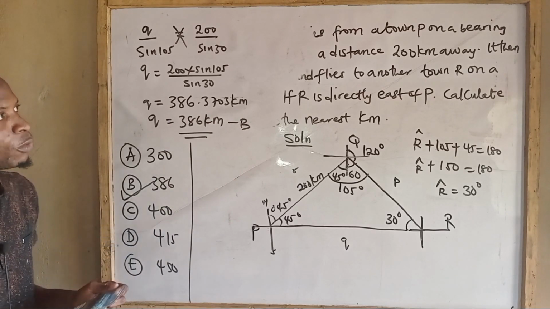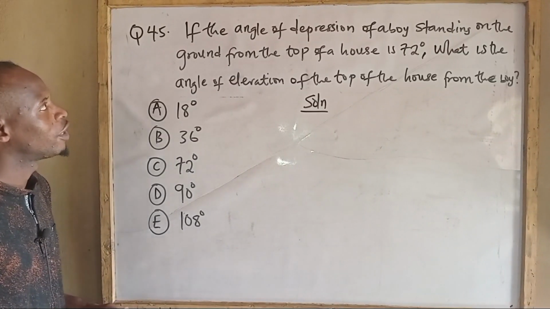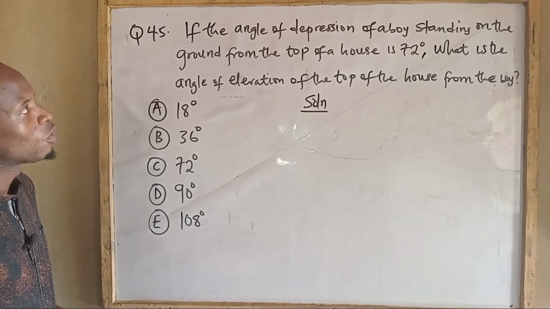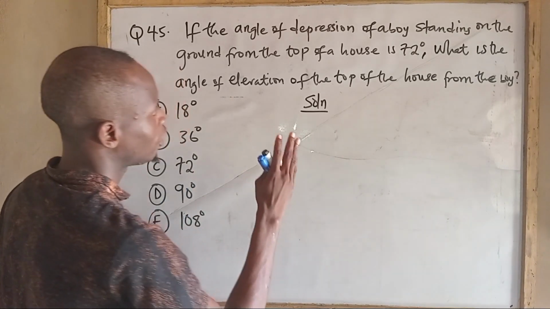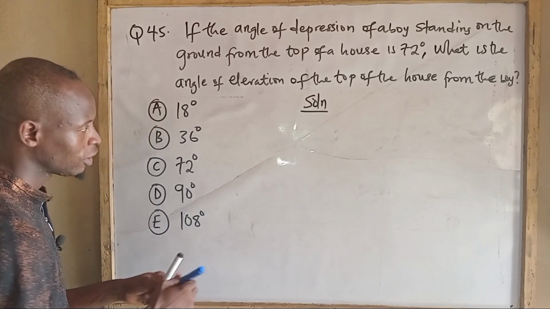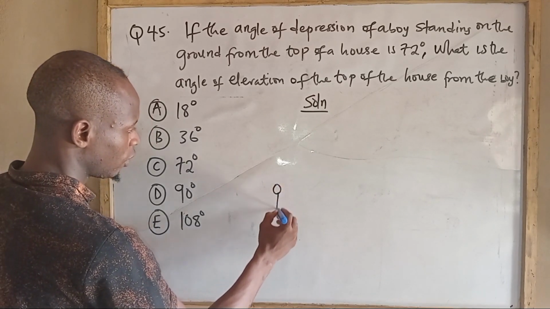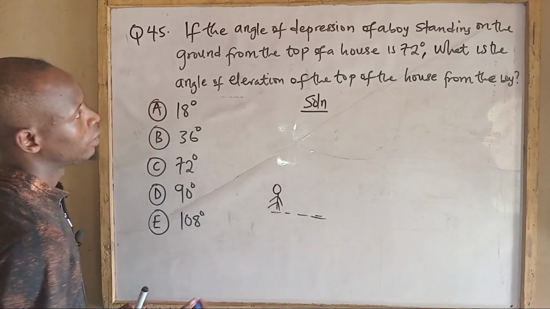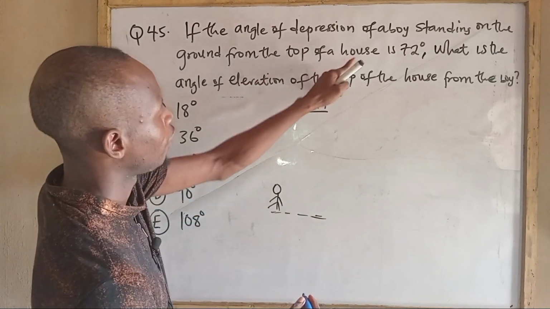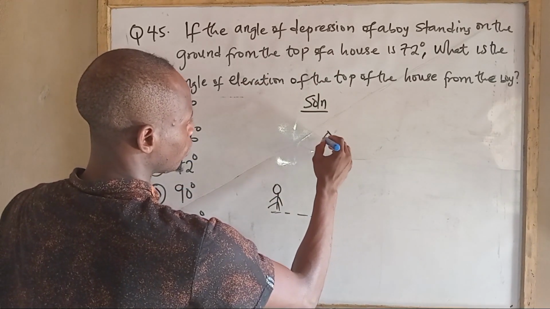Okay. So let's move to question 45. So we have question 45, which says, if the angle of depression of a boy standing on the ground from the top of a house is 72 degrees. So let's assume this is the boy here, standing on the ground level. Okay. Then this is top of a house. Let's say this is the house.